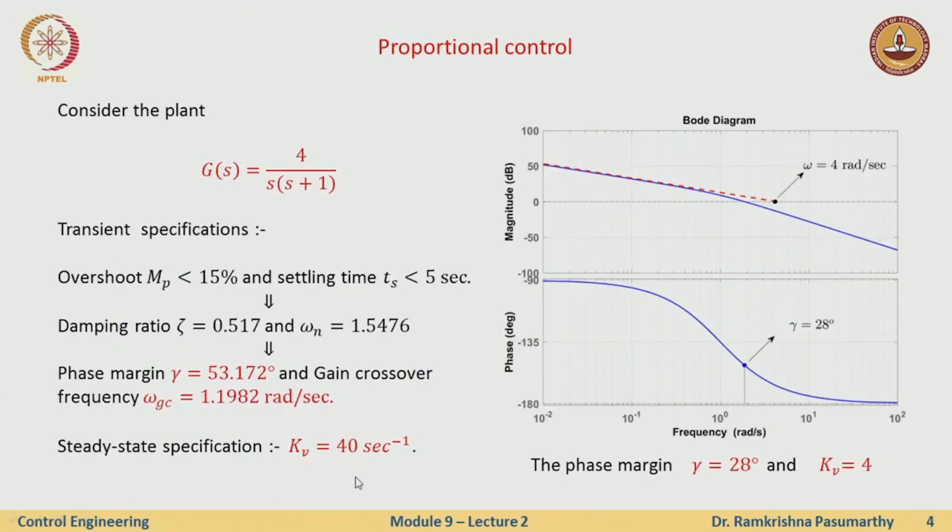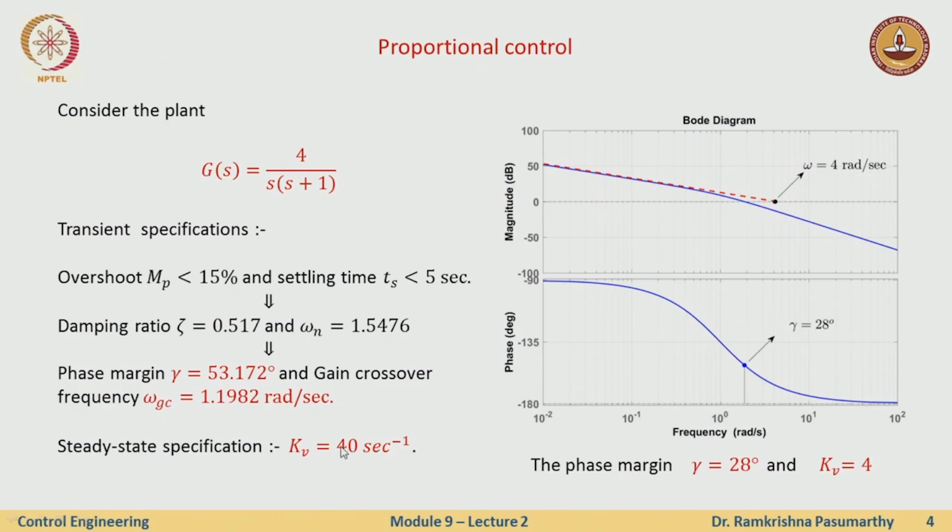Just to make things a little easier, let us start with an example. I am given the plant G(s) as 4 over s(s plus 1), with specifications that the overshoot should be less than 15% and the settling time less than 5 seconds, which translate to an appropriate zeta and omega n. We know the formulas for this, and they in turn translate to a phase margin of 53 degrees and a gain crossover frequency of 1.19. In addition, the steady state specification I should meet is a Kv of 40 per second.